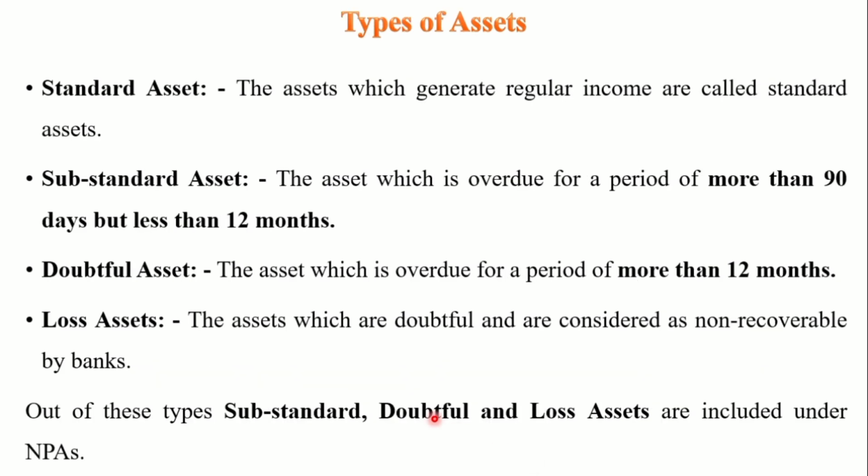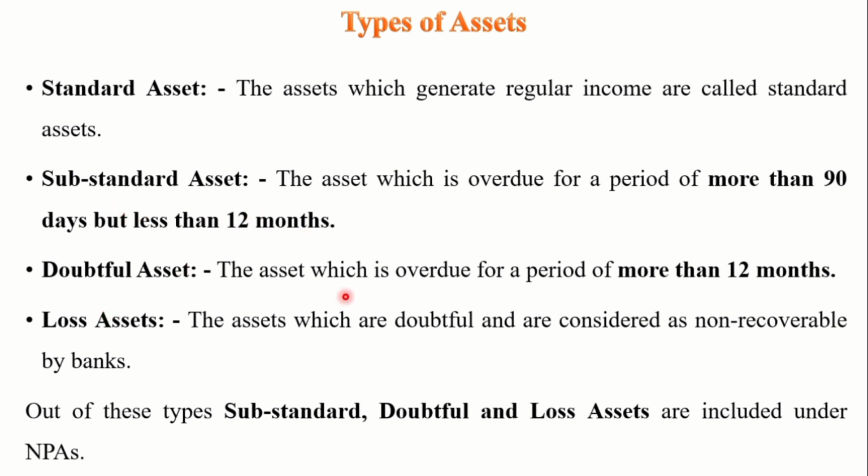Now, different types of assets. This classification of assets is based on the repayment status: standard assets, substandard assets, doubtful assets and loss assets. Standard assets are the assets which generate regular income. Substandard assets are the assets which are overdue for a period of more than 90 days but less than 12 months. Those assets are called substandard assets.